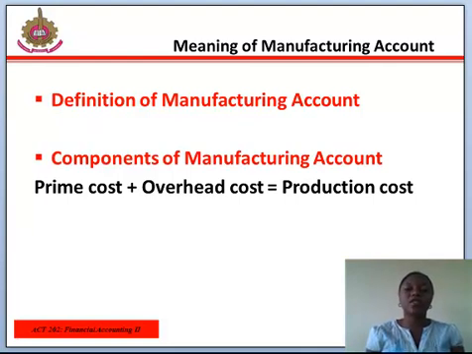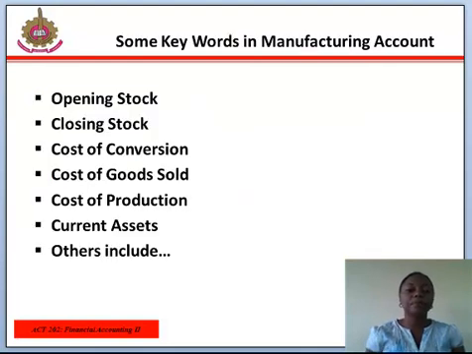Since the firm is engaged in the manufacturing or conversion of raw materials to finished goods, they express the monetary value of prime cost and overhead cost to determine the cost of production. The prime cost involves the direct materials, direct labor, as well as direct expense, while the overhead cost involves the indirect materials, indirect labor, as well as indirect expenses. The total of prime cost and the overhead cost gives the production cost.